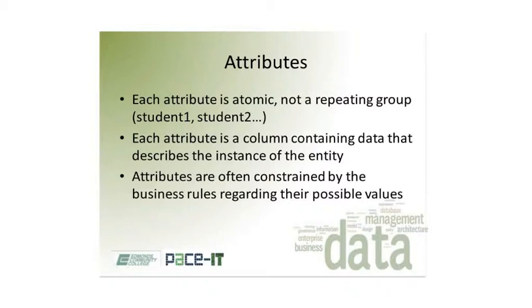And attributes are often constrained by business rules regarding their possible values. This is typically something you'll find in your analysis and design. As you gather requirements, they may say, well, yeah, we need to make sure that the ordered quantity is a positive number, and it has an upper limit of, say, 10,000. So now we know it's a business rule where an ordered quantity must be between 1 and 10,000.